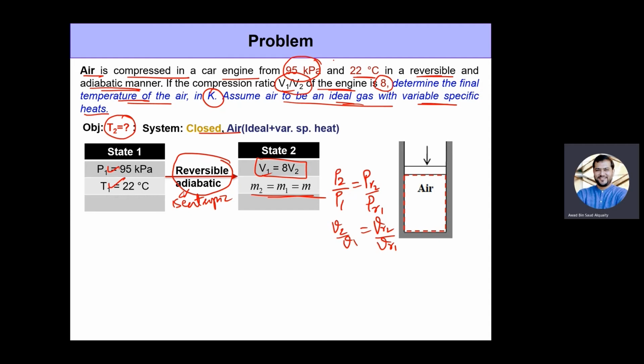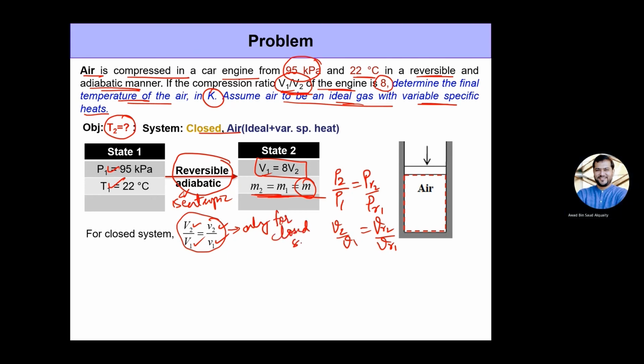Now here we don't have the specific volume, but the volume is given, the volume ratio is given. However, we should remember that for a closed system, because the mass remains constant, M1 is equal to M2, the ratio of volumes will exactly be equal to the ratio of specific volumes, right? Simply because the mass is constant. This will not be true always. This is true only for closed systems. For other systems, it can be true only under special conditions where you're sure that the mass is remaining the same, right, within the control volume.